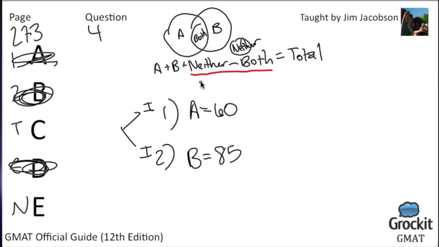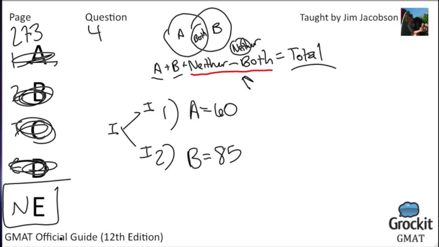These two give us A and B, but we still don't have the total, so we won't be able to figure out what this quantity is. Without that remaining information, and we can't just add A and B together, because that does not equal the total: it doesn't account for the neither and doesn't tell us how many are in both. So the two statements in conjunction are still insufficient. Choice E: neither one on its own is sufficient, and even together they still aren't enough for us.